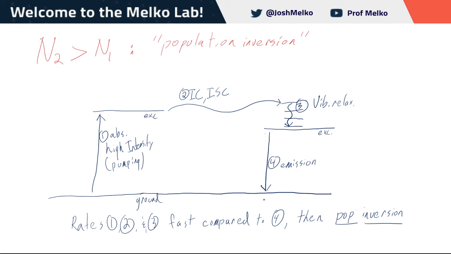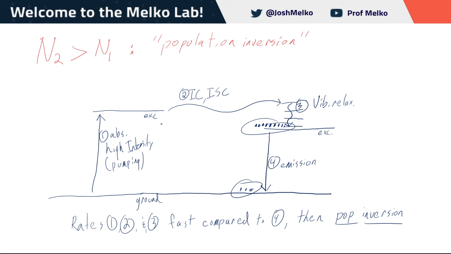And so if 1, 2, and 3 are fast compared to 4, and you're really pumping a lot of light in here, then you're depleting this ground state faster than it's being filled by emission. And so you're going to wind up with a net effect of a whole bunch of molecules in this excited state over here, relative to a few down here, and there's your population inversion. This is greater than this. N2 is greater than N1, where 2 is just some excited state and 1 is the ground state.